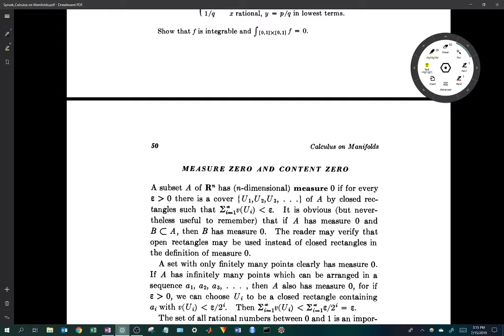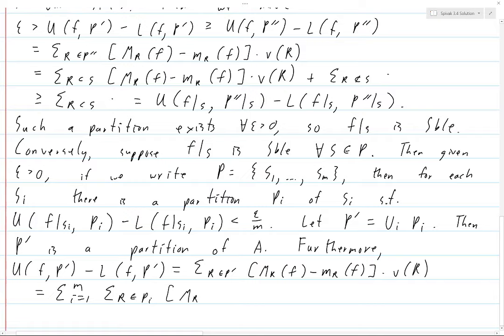But because P' consists of the partitions P1 through Pm, and these are partitions of disjoint sets, this is precisely the sum from i equals 1 to m, and then the sum over all rectangles in each particular partition Pi of (M_R(f) − m_R(f)) times v(R).